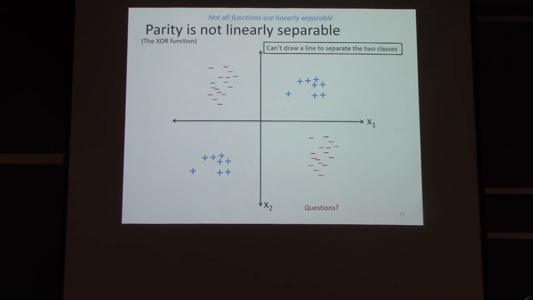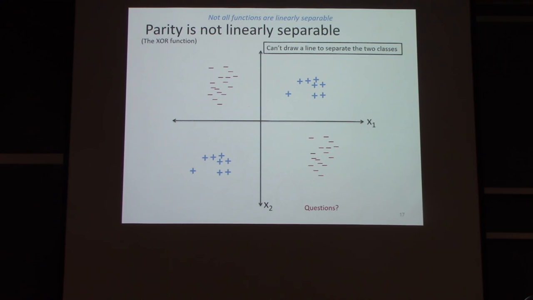Then in 1969 or 68, Marvin Minsky and Papert wrote a book called Perceptrons, where they point out, you know what, linear threshold units are so amazing. Here are all the geometric properties of linear threshold units. Here's what you can represent with them, here's what you cannot represent with them. Oh, by the way, you can't represent parity. You cannot represent XOR.